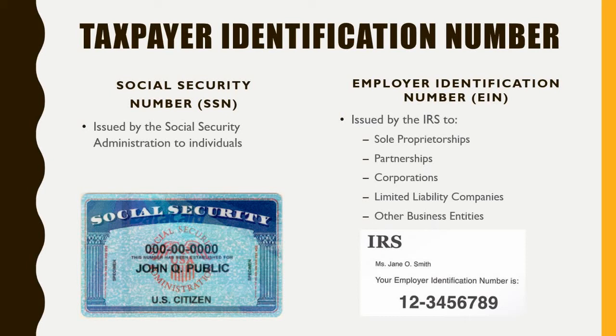Now, of course, an independent contractor can apply for an employer identification number. That is completely valid. Yes, you can. But for independent contractors, usually you're identified through your social security number. Okay, so that's a huge difference there.